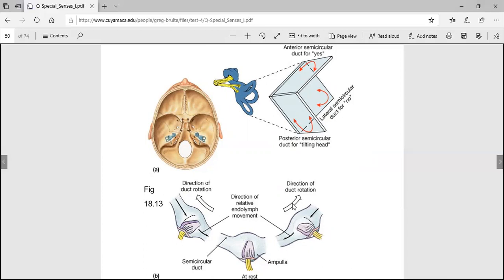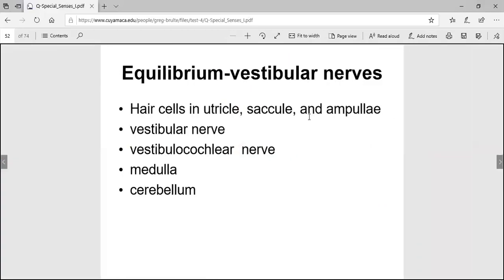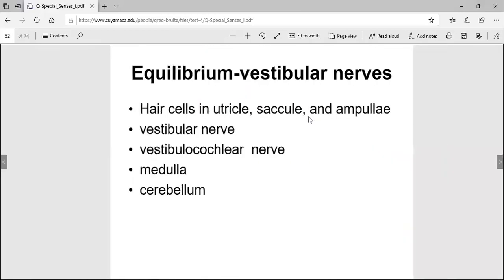But same effect. And so if you do a flip off the diving board, then another one of these semicirculars is going to pick up that rotation. If you do a spin, the lateral one may pick it up, or it could be all three going at the same time if you're doing a really complex maneuver, like those divers in the Olympics that do all that twisting and turning. So anyway, that's pretty much it.